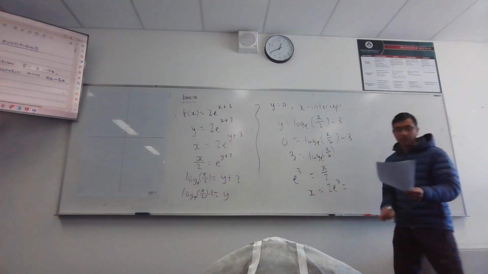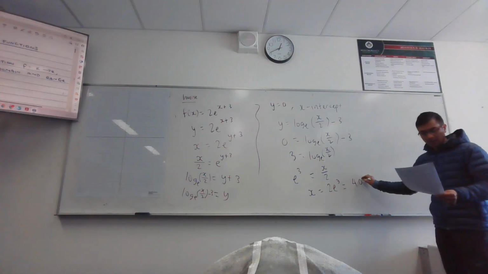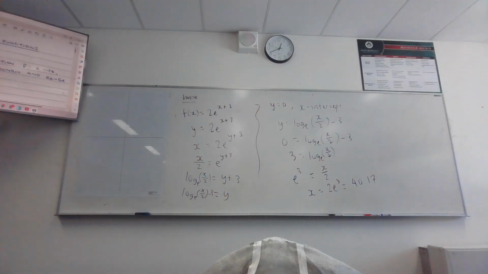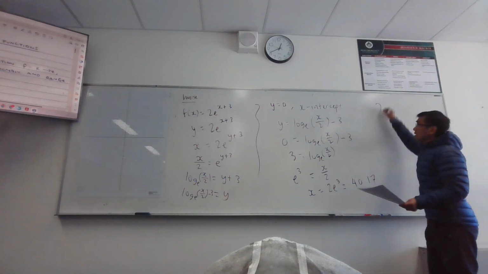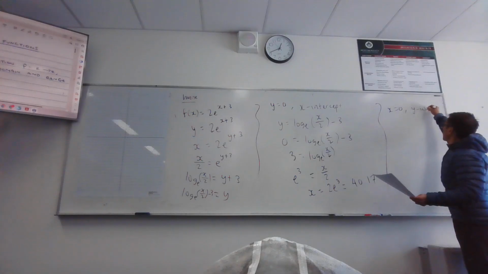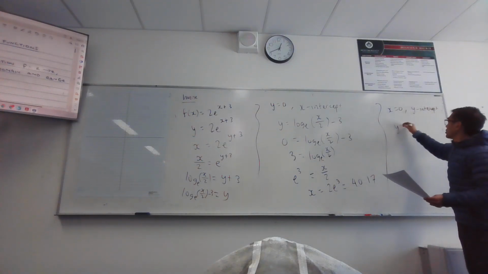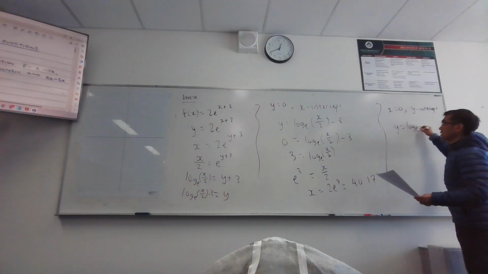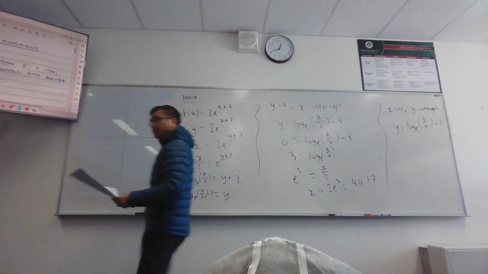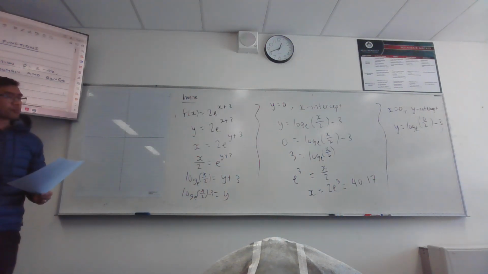Okay. 2e^3, if you put that in your calculator, is 40.17. Double check that for me if you'd like. So we've got that. X equals 0, y-intercept. Just as we simply do our lines, we're finding intercepts. I've got that. What's my answer?